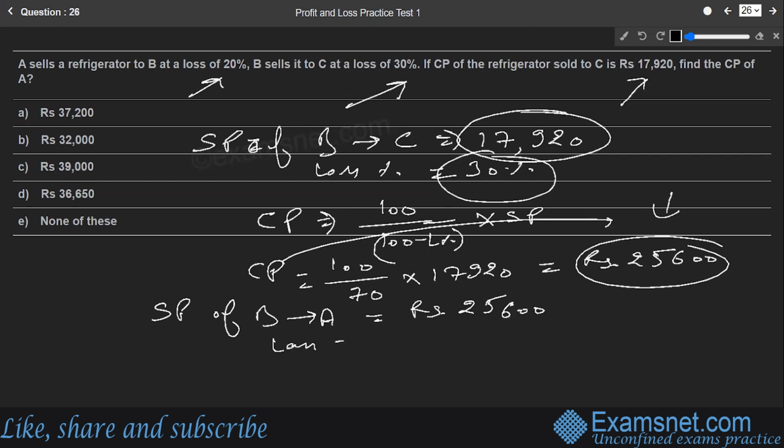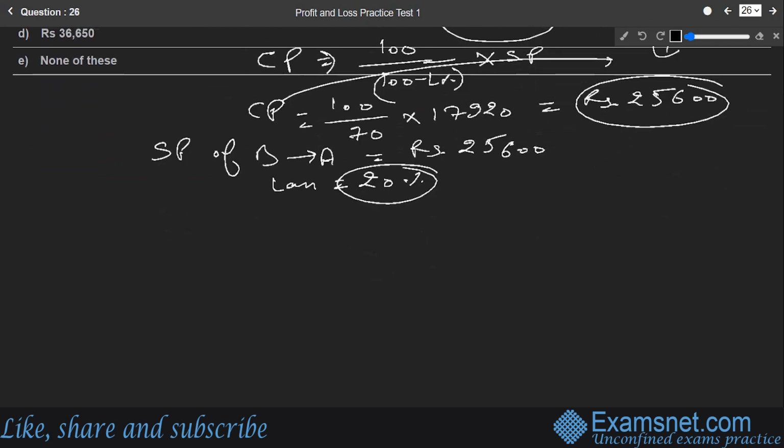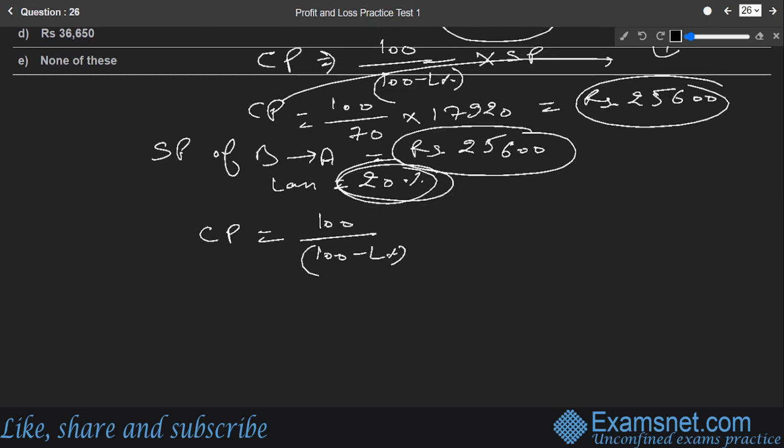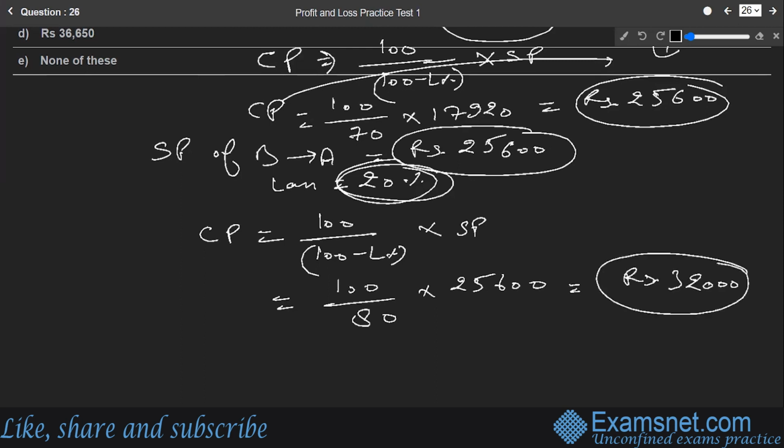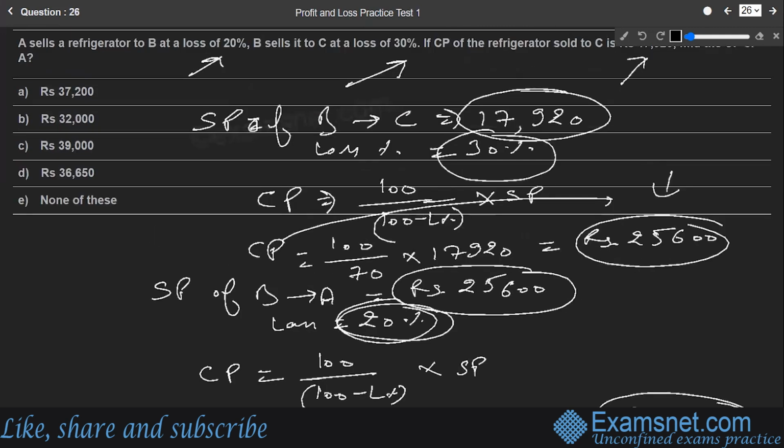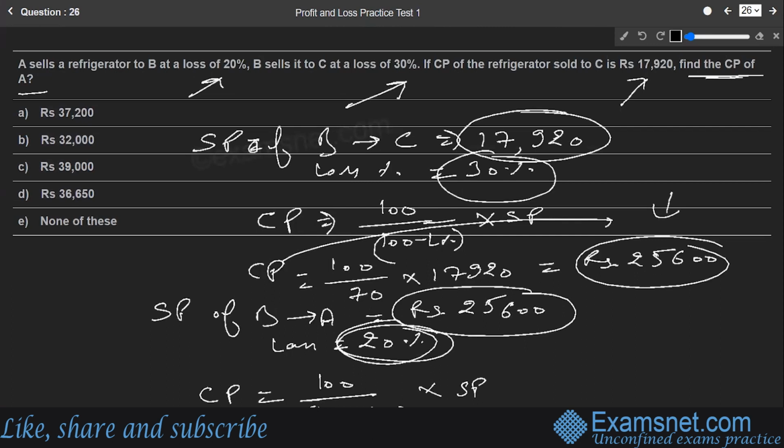Okay, now let us find out how much has been the loss in this deal. In this deal, the loss has been 20%. Now we have a new selling price and a new loss percent, and we are supposed to find the cost price again. So we can use the same formula, 100 divided by 100 minus loss percent, into selling price. This time the loss is 20%, so it is 100 by 80 into selling price 25,600. If you solve this further, it comes out to be rupees 32,000. So this is the cost price for A, which is what they asked, and it is available in option B.